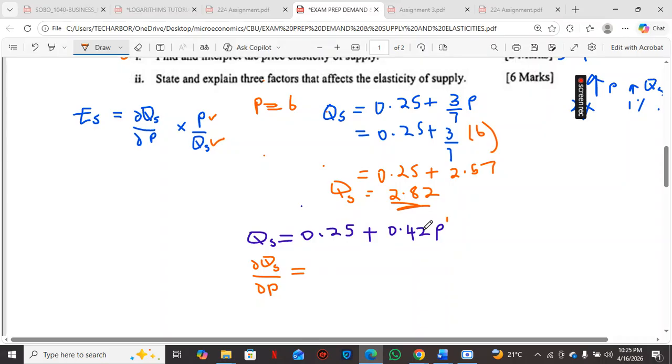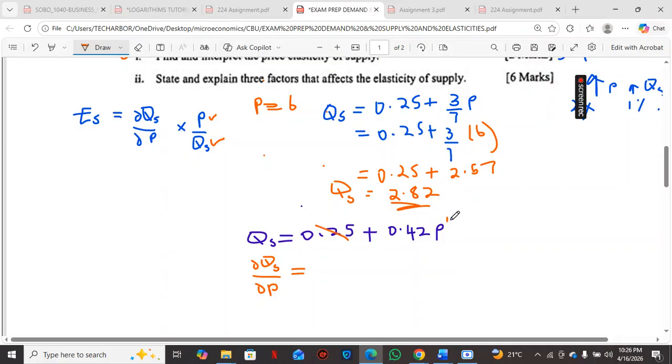3 times 6, 18. 18 divided by 7. All right. Yes. So when deriving, if a number doesn't have a variable, it disappears. Okay. You don't even need to show that. That's a good thing. So this 0.25 goes.